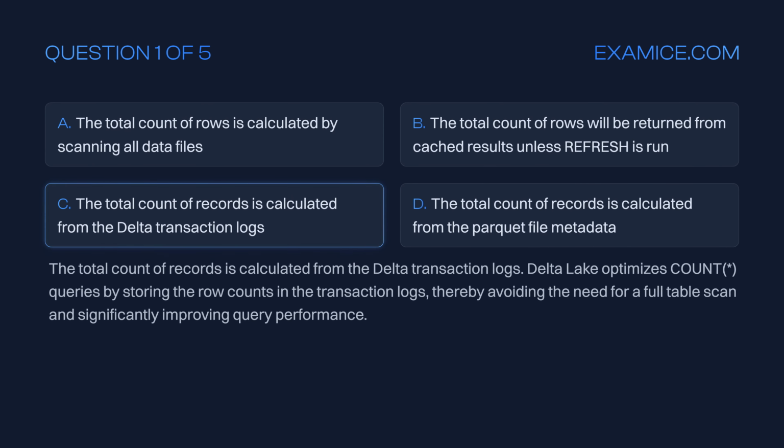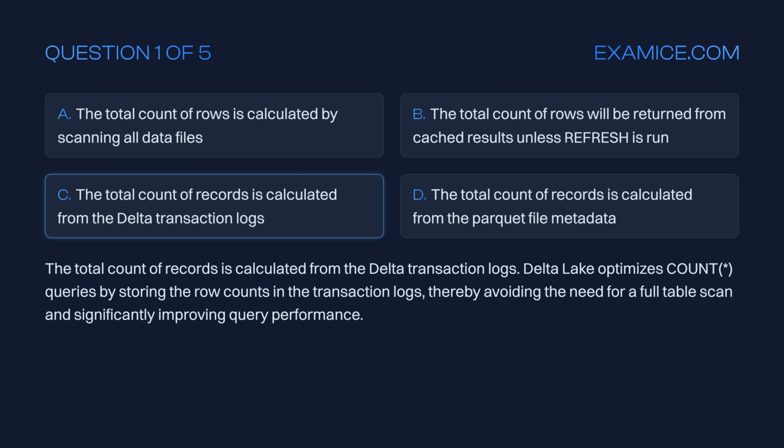The answer is option C. The total count of records is calculated from the Delta transaction logs. Delta Lake optimizes count queries by storing the row counts in the transaction logs, thereby avoiding the need for a full table scan and significantly improving query performance.